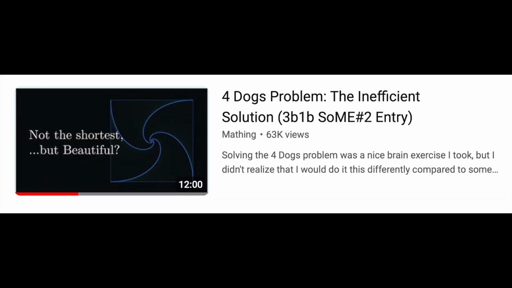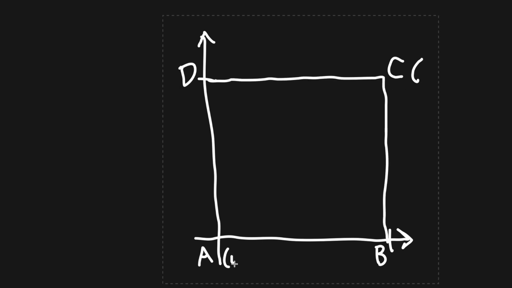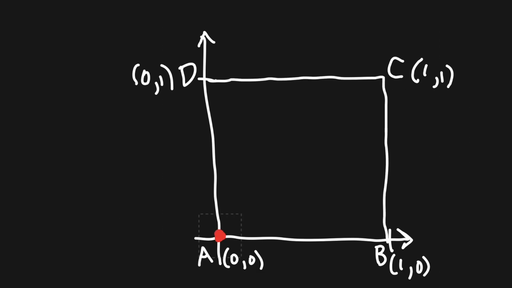Almost a year ago, I saw this video, which is about the 4 dogs problem. The problem is this. 4 dogs represented by A, B, C, and D are located at (0, 0), (1, 0), (0, 1), and (1, 1) respectively. If each dog always heads towards the next dog at 1 unit per second, so A follows B, B follows C, and so forth, then what would be the paths that the dogs take?